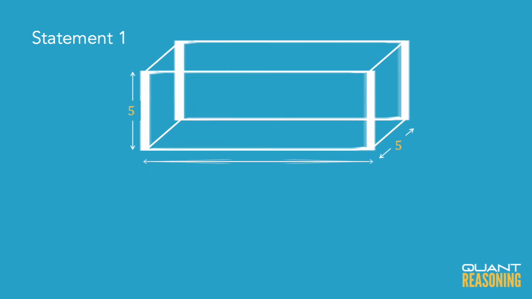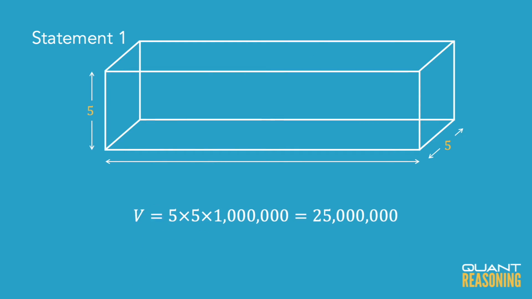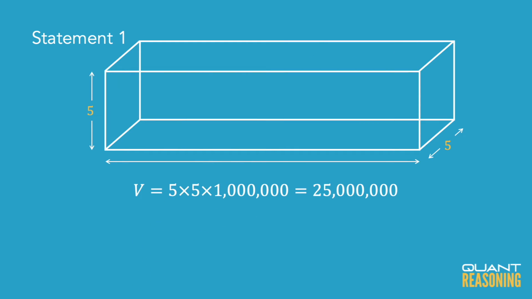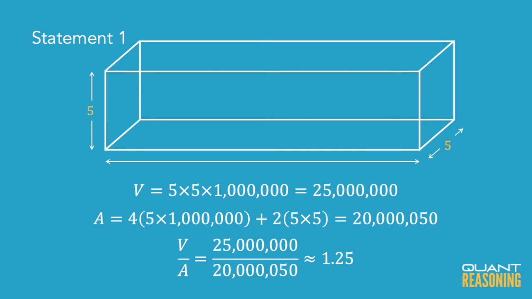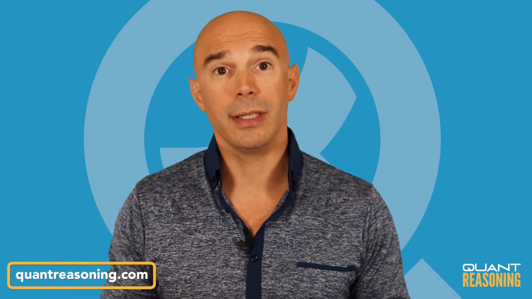In the other extreme, you have 5 by 5 by a million. And if that's the scenario, then the volume would be 25 million. And the surface area would be, I don't know, somewhere around 10 million. And the ratio that the question is asking about, in this case, wouldn't be 0. It would actually be quite large. So I can see, without putting pen to paper, just by visualizing and thinking about extremes, that statement 1 is not sufficient on its own, because you're going to get very different ratios of volume to surface area depending on what that third measurement is.